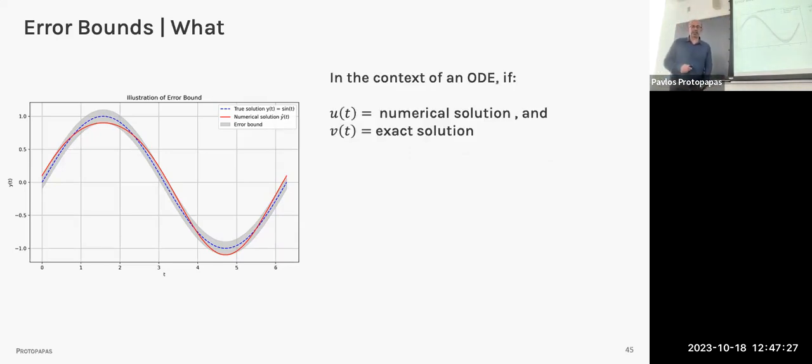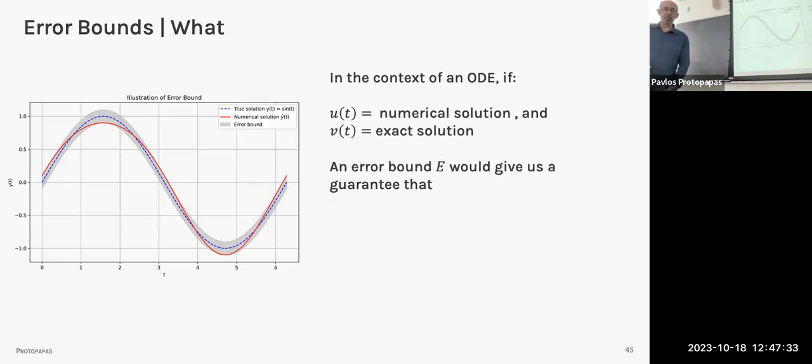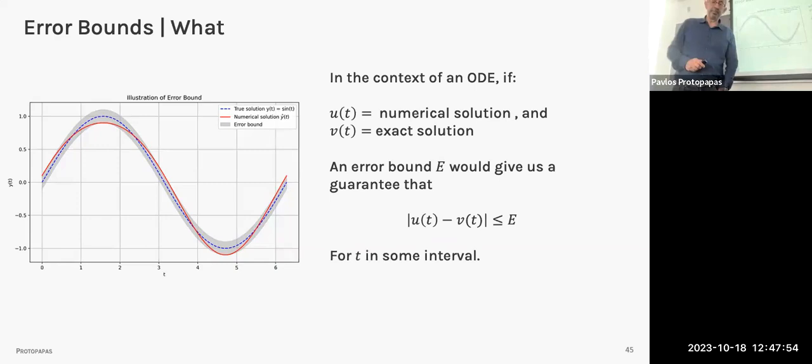So here we have u to be the numerical solution and v to be the exact solution. The error bound will give us the guarantee that the difference between them is smaller than some bound. That's what I'm after, for all t. For all t, or some average over t? Some domain. Everything I do is in a domain of t.